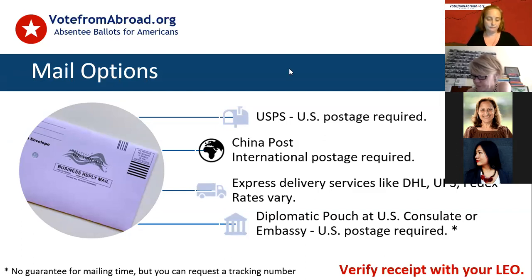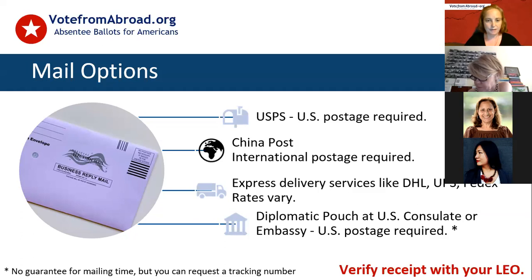So the mail options, though, for those of us that are trying to send in our backup ballot. Using the USPS is an option if you happen to be back in the States or traveling and able to put it straight into USPS. That's certainly an option. If you use China Post, they do a handoff to USPS, right? And in that handoff, things have been delayed. And then there are express delivery services with different rates. And finally, there's the diplomatic pouch, which you can put your ballot into, and it acts as USPS. So you have to put US postage on it. The way you submit that to the embassy or to your consulate is going to the American Citizen Services, ACS.